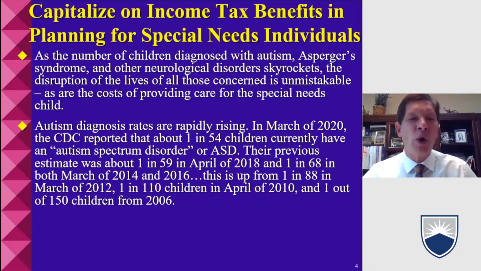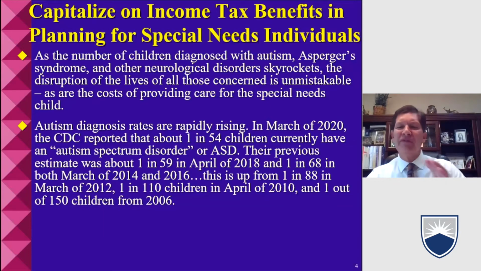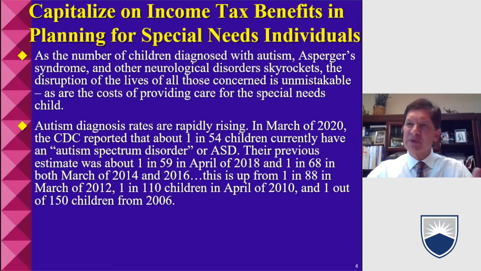We keep seeing that autism diagnosis rates are rapidly rising. In March of 2020, the CDC reported that about 1 in 54 children currently have an autism spectrum disorder, or ASD. And here's the really scary part. Previously, it was 1 in 59 2 years earlier. 2 years before that, 1 in 68. The same for 2 years before that, so it appeared to be stabilizing. 1 in 88 back in March of 2012. 1 in 110, April of 2010, 1 out of 150, 14 years ago. 30 years ago, 1 out of 10,000.